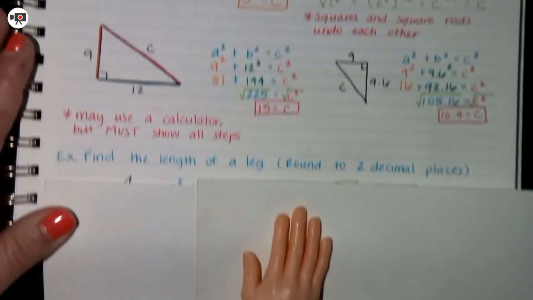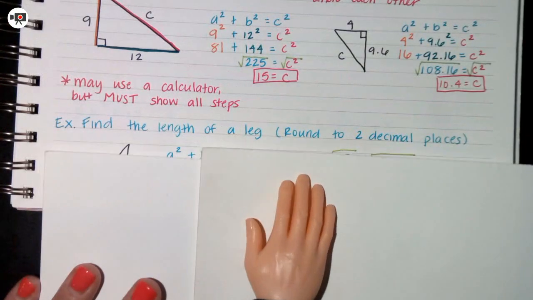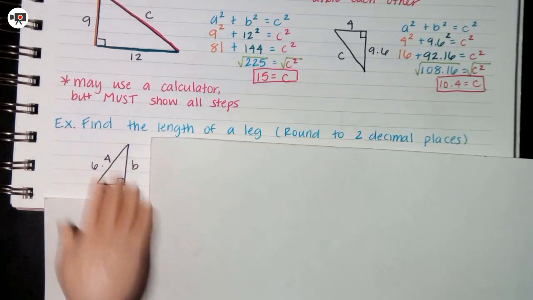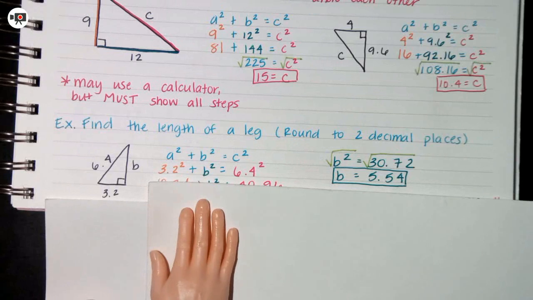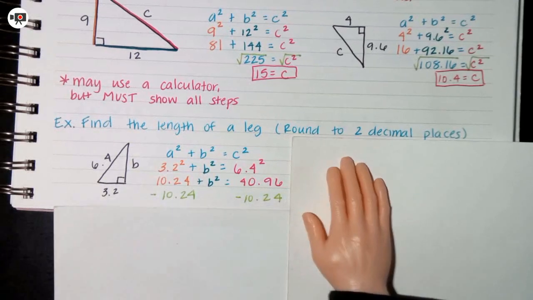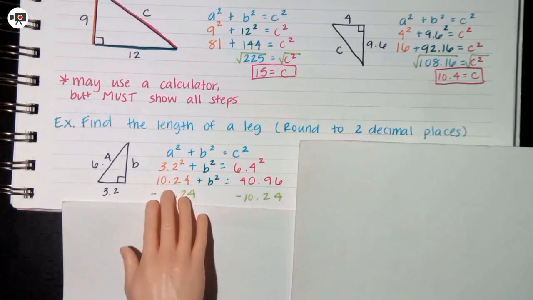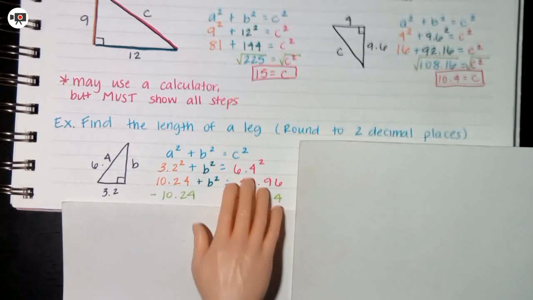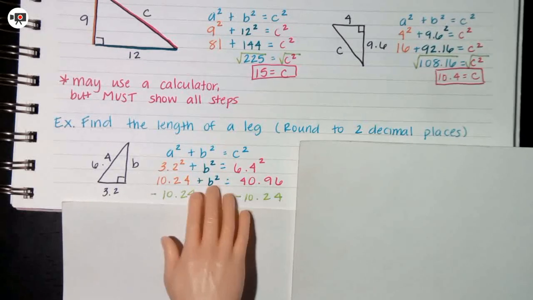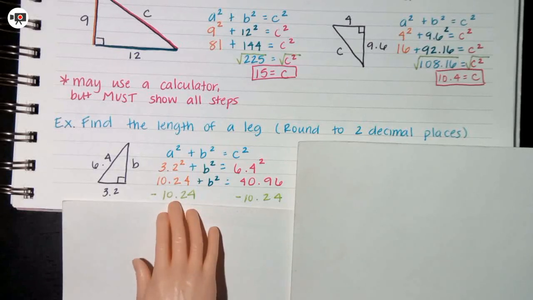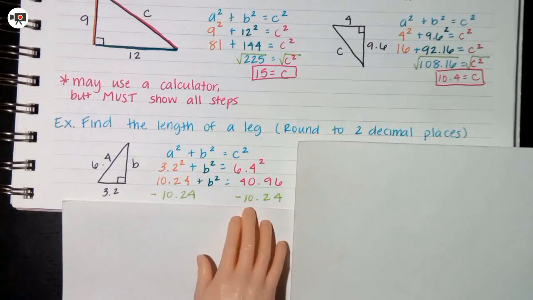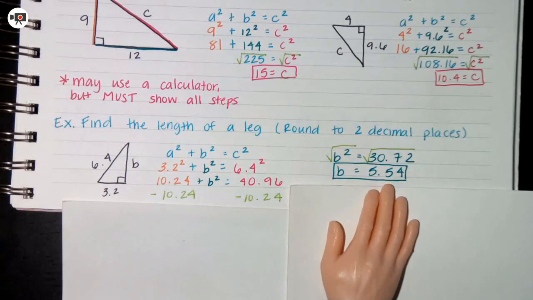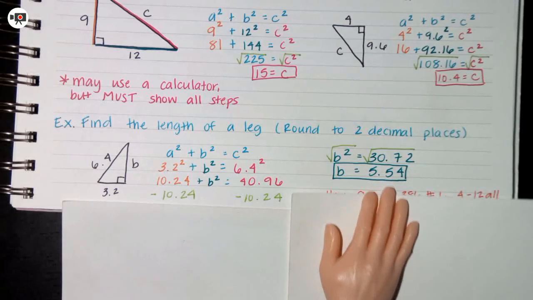So let's find the length of a leg, and we're going to round to 2 decimal places. So this time I'm given A and C, but I need to find B. So again, plugging in what I know. 3.2 squared is 10.24. B squared stays B squared. And 6.4 squared is 40.96. I'm solving for B, so I need to move 10.24 to the other side. And then I get B squared is 30.72. So B is 5.54.